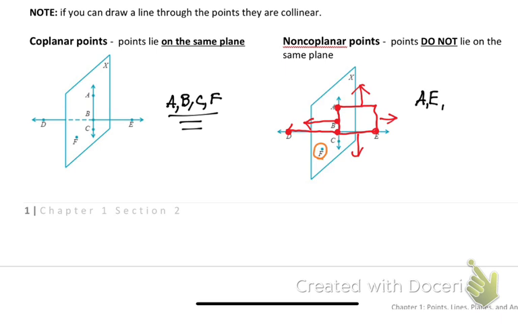So A, E, and F are non-coplanar. Once again, this is really hard to picture in 2 dimensions. So please come see me and we can talk through it with more 3-dimensional objects.